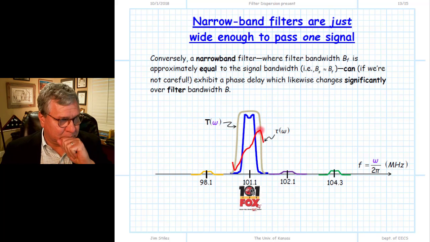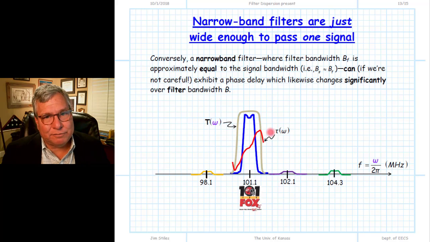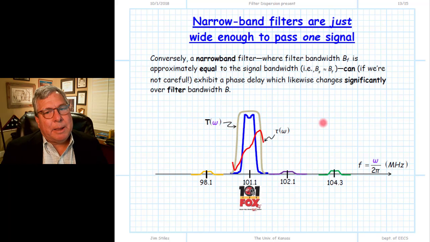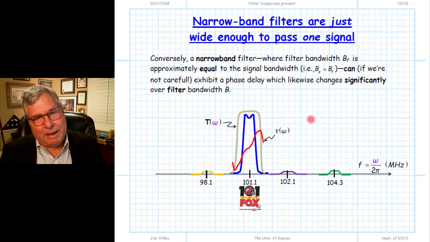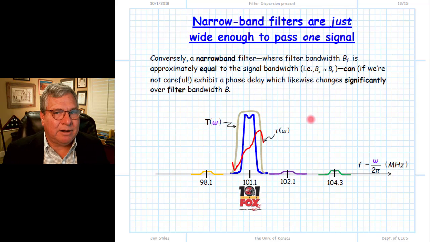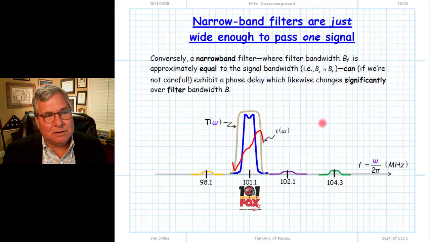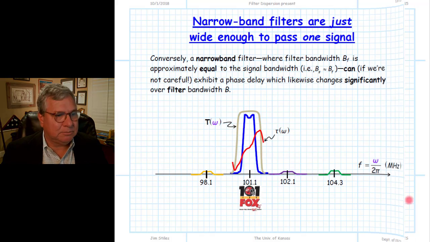And we have an analogous filter to that in our radio receiver. We call it the IF filter. The IF filter is a filter whose bandwidth is just barely big enough to handle the signal bandwidth. In other words, it's just wide enough for one signal, but only one signal, to pass through. Now, what's the problem with this?